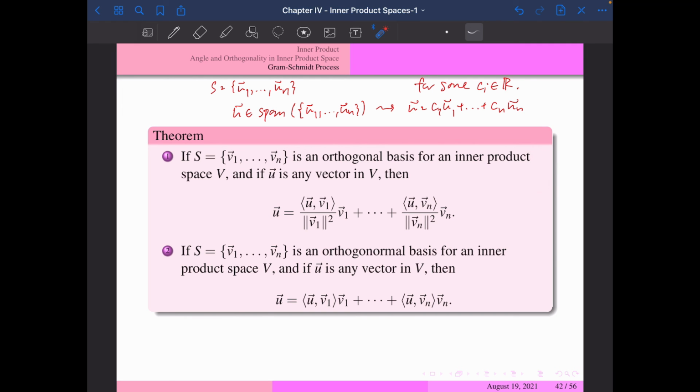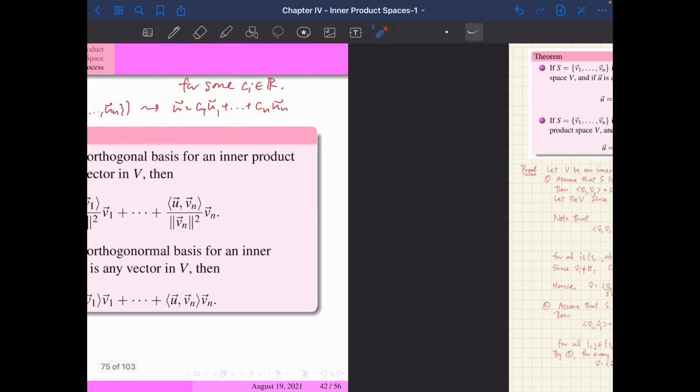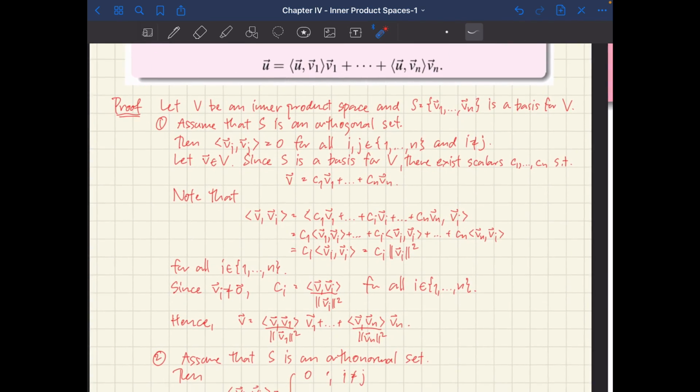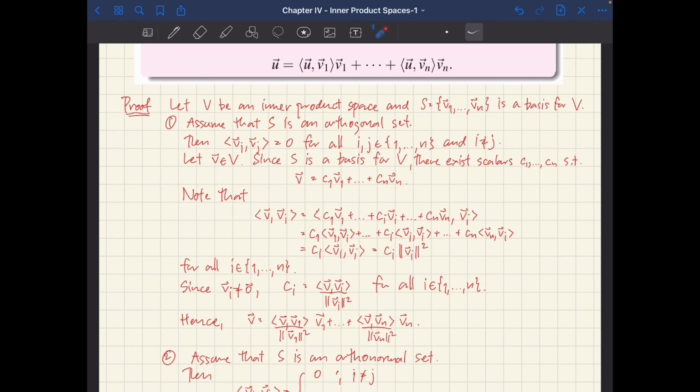Okay, so how to prove it? The proof is very easy, it's not hard. It looks like how to find c1 to cn. So this is our proof. We assume that S is an orthogonal set. What does it mean? It means that the inner product of vi and vj equals 0 for all i and j, where i is not equal to j. And we let v be a vector in the vector space V.